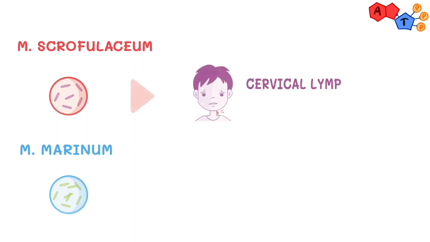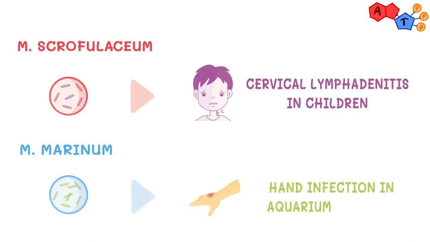Mycobacterium scrofulaceum and marinum, these two types rarely cause infection and therefore not much is known about them. Mycobacterium scrofulaceum causes cervical lymphadenitis in children, while Mycobacterium marinum is known to cause hand infection in aquarium holders, hence the name marinum.